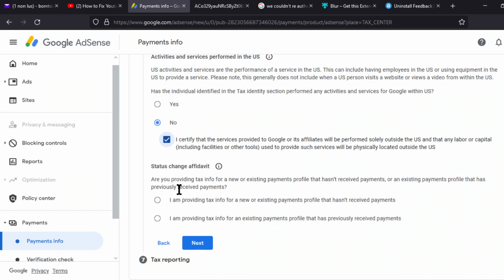Hopefully they refund it. So this question here is very tricky. Are you providing tax info for a new profile that hasn't received payment? It's not a new profile. It's for an existing payment profile that hasn't received payment, or an existing payment profile that has previously received payment? Oh, you asked the same question, yes and no, within the same question.